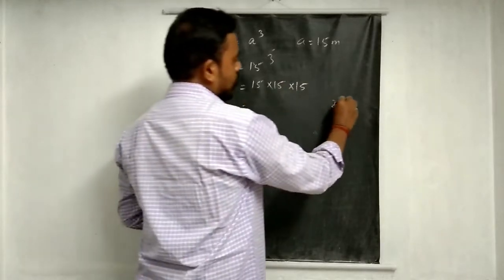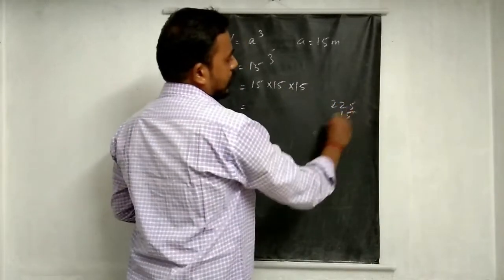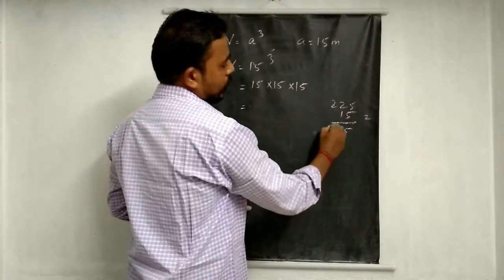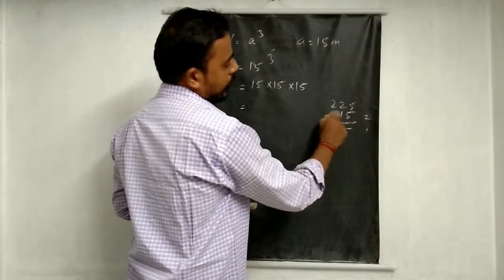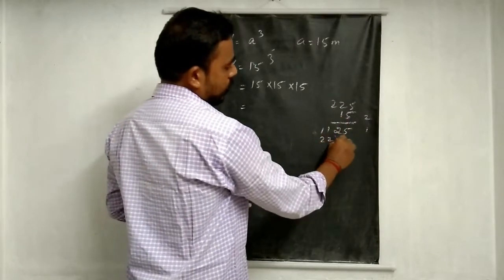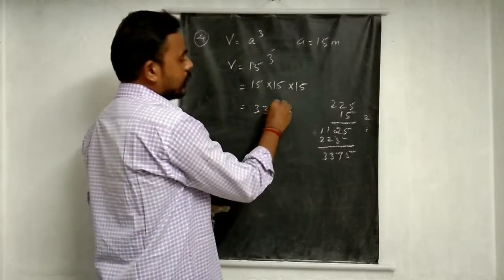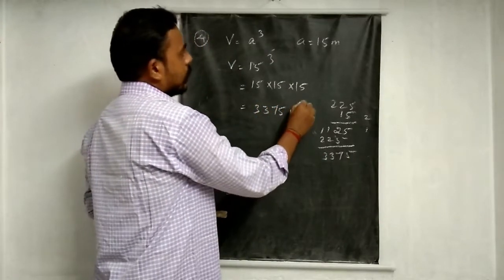So 15 15s are 225. And once again multiply by 15. 5 5s are 25, remaining 2. 2 5s are 10, 12. Remaining 2, remaining 1. 2 5s are 10, 11. So 2, 2, 5. So 3375 meter power 3.